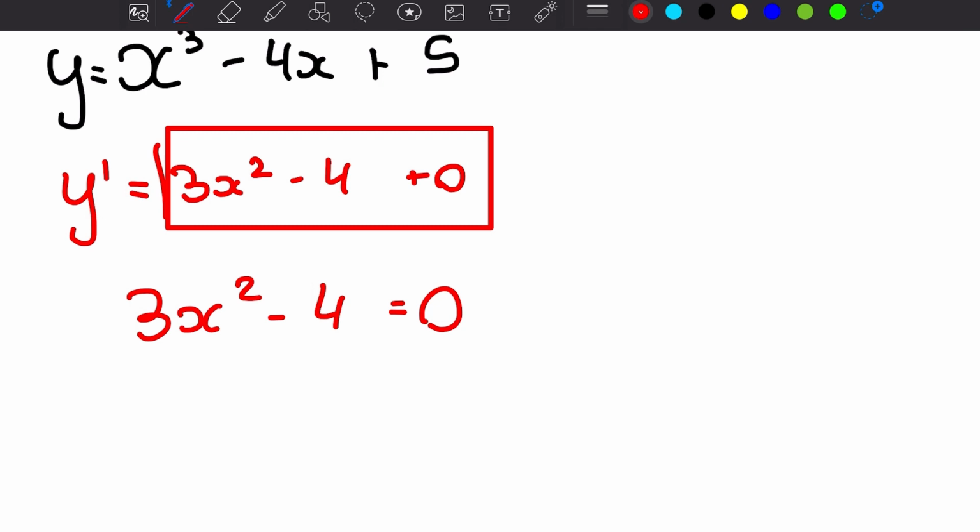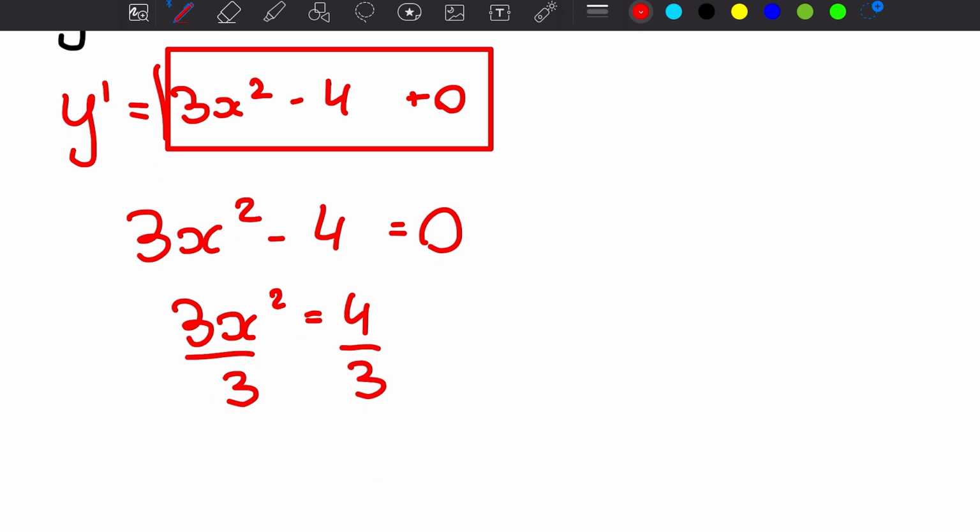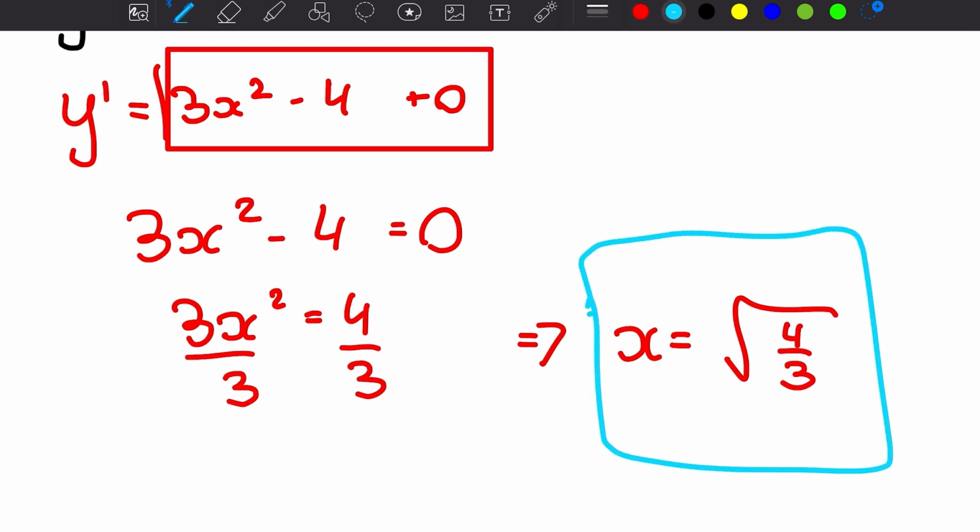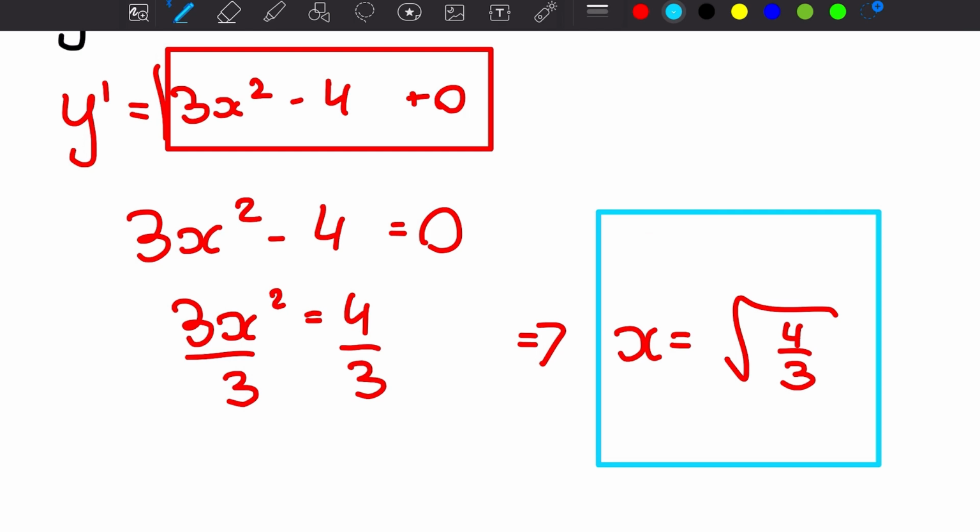Then we'll solve for x. So 3x squared equals 4, and dividing by 3, x squared equals 4 over 3. This implies that x equals the square root of 4 over 3. Very simple. That is just how we find the stationary points. Just find where dy by dx equals 0 and solve for x.